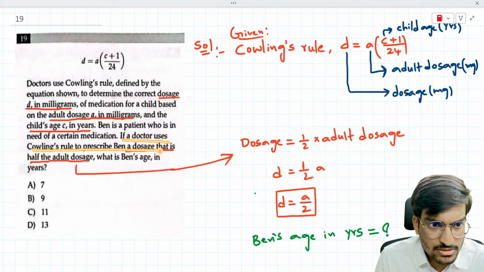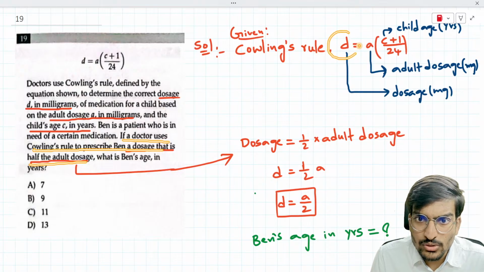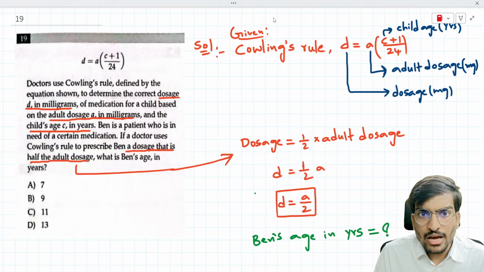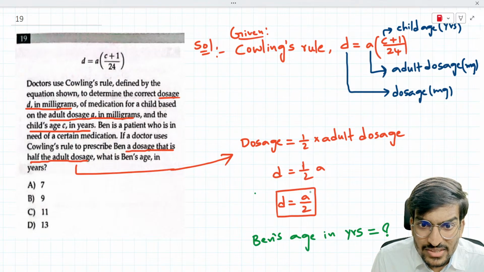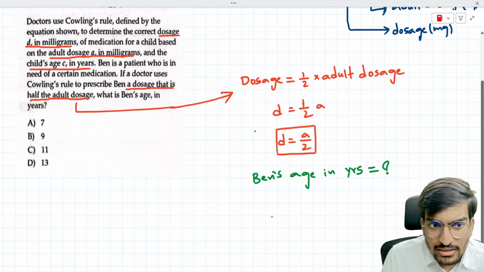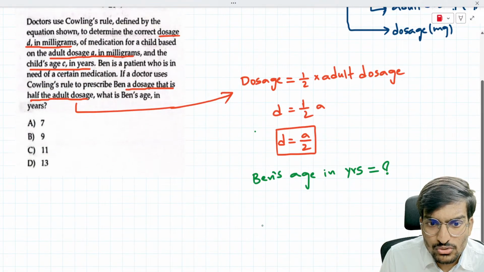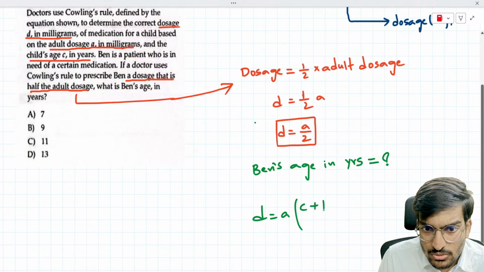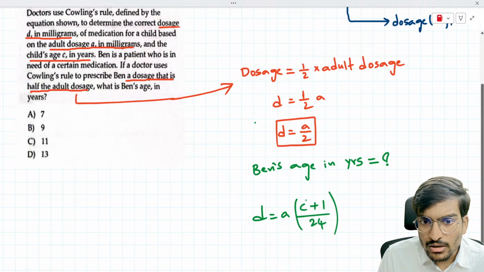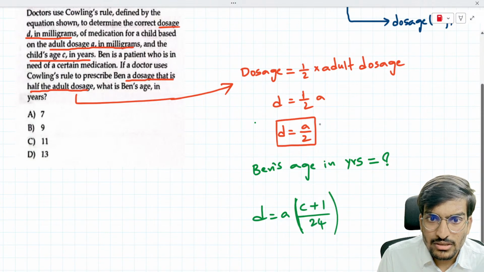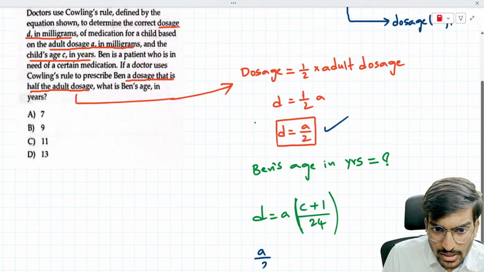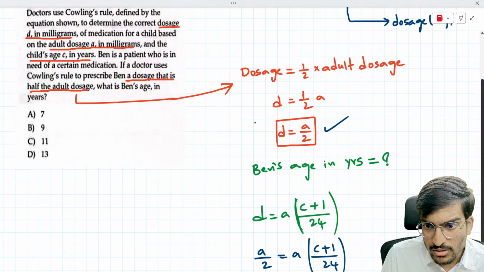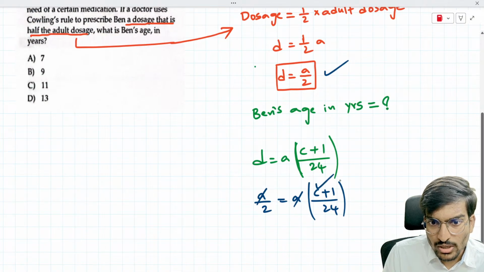That is from this. Go through it and you can see D for dosage, A for adult dosage, C for child age. Yes. Now we have to find the value of C. Let me write the equation. D equals A into C plus 1 by 24. Now they clearly mentioned that dosage D equals A by 2, so I just substituted that part. Everything is the same. Cross out this A and you are able to get the value of C.